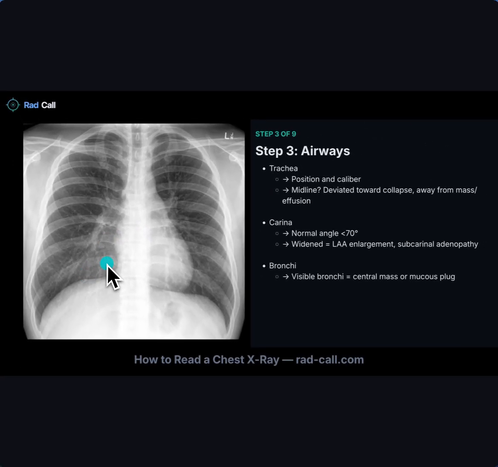Finally, you're looking for any air bronchograms. On something where there's a consolidation and you see air bronchograms, that's very suspicious for some sort of consolidation or a pneumonia.